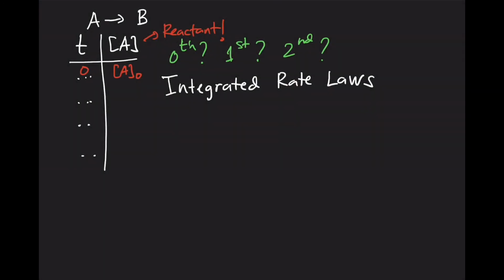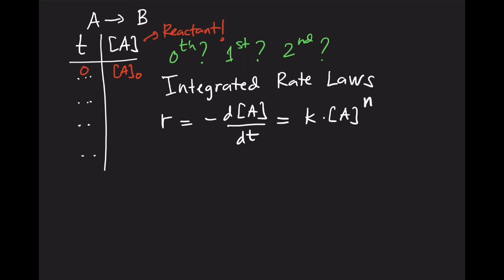As the name suggested, we have to integrate the rate law. Say we have R equal to minus dA over dt. And according to the rate law, this is also equal to k multiplied by A to the power of n.